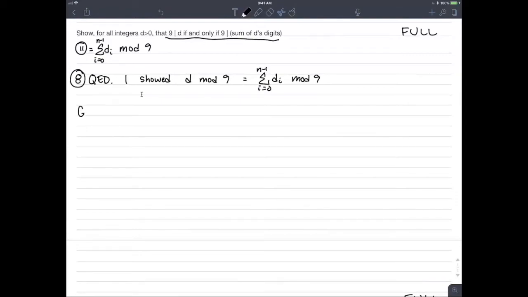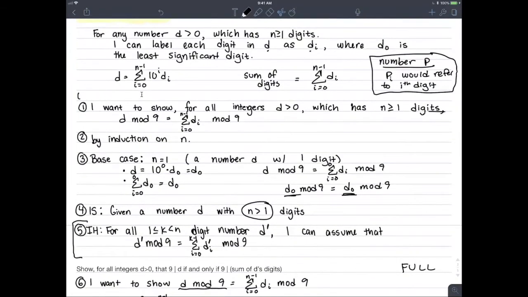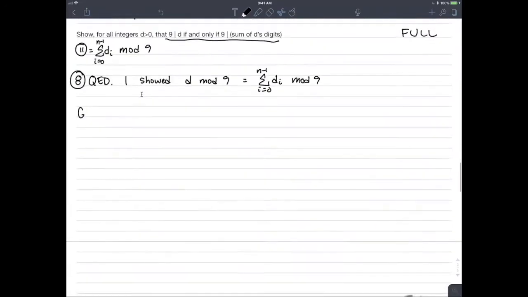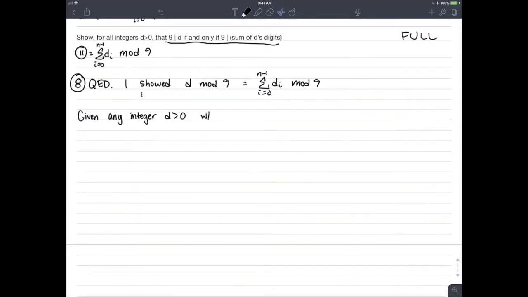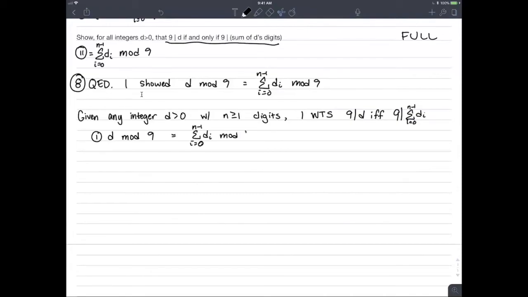So now what I can say is, let's call this entire induction proof lemma 5.1. And let's come back here and be like, okay, so given any number d with n greater than or equal to 1 digits, I can say step 1, I know that d, I want to show. So I know just by my lemma already that d mod 9 equals the sum of the digits mod 9. And then my next step would be, okay, well, I know I need an if and only if, so I would just go through, and that's just definition of equality.